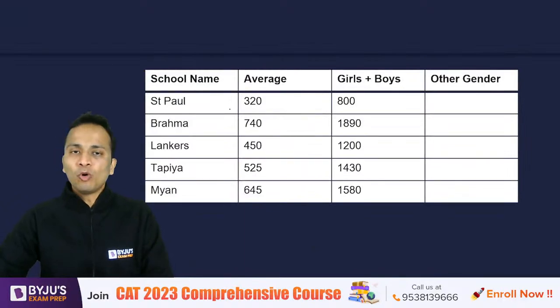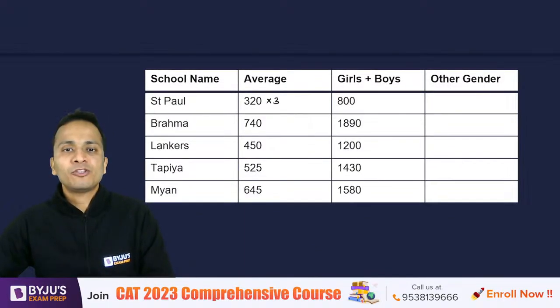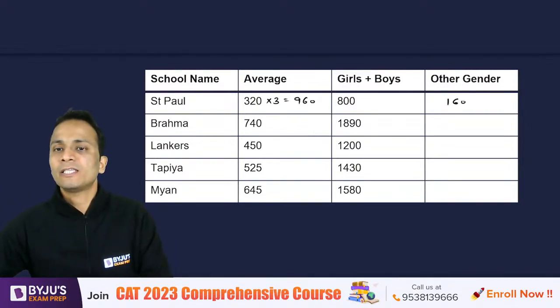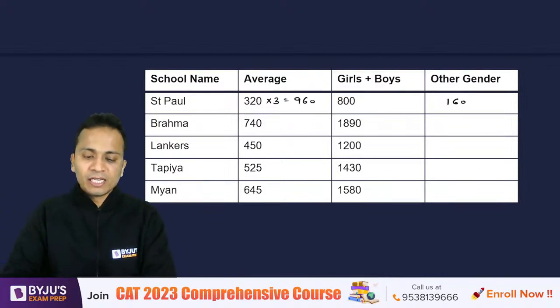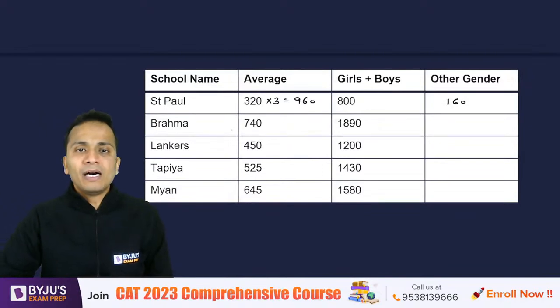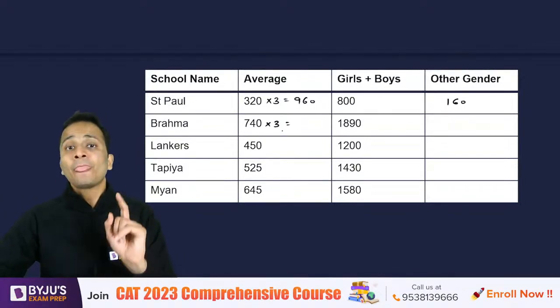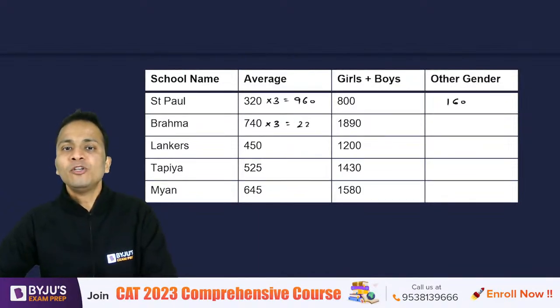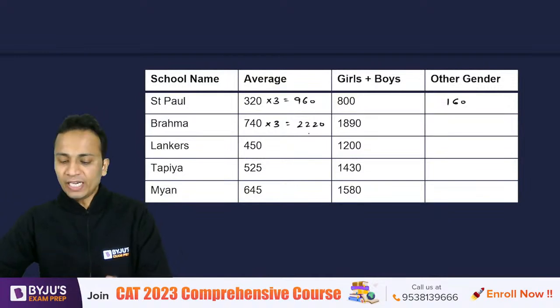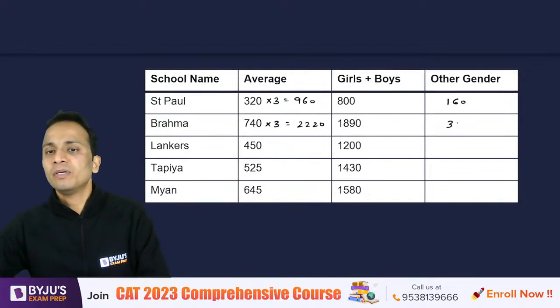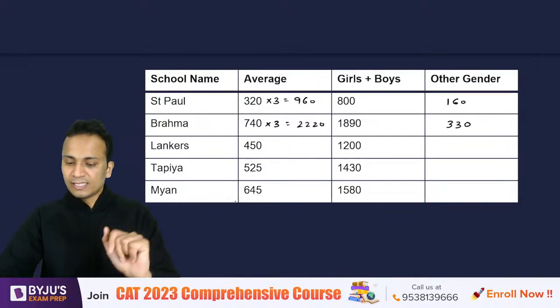So St. Paul's I have calculated, 320 multiplied by 3 is equal to 960. 960 minus 800 will give you 160. Okay, so please all of you write these numbers on your screens. Now for Brahma, 740 multiplied by 3. Let's quickly do it. So 7 into 3, 21, 2100. Then 40 into 3 is 120. So 2100 plus 120 will be 2220. Right? 2220 will be the sum. Okay. Now from 2220 we subtract 800 and 1890. So 220 plus 110, that will give me the number 330 for the second school.